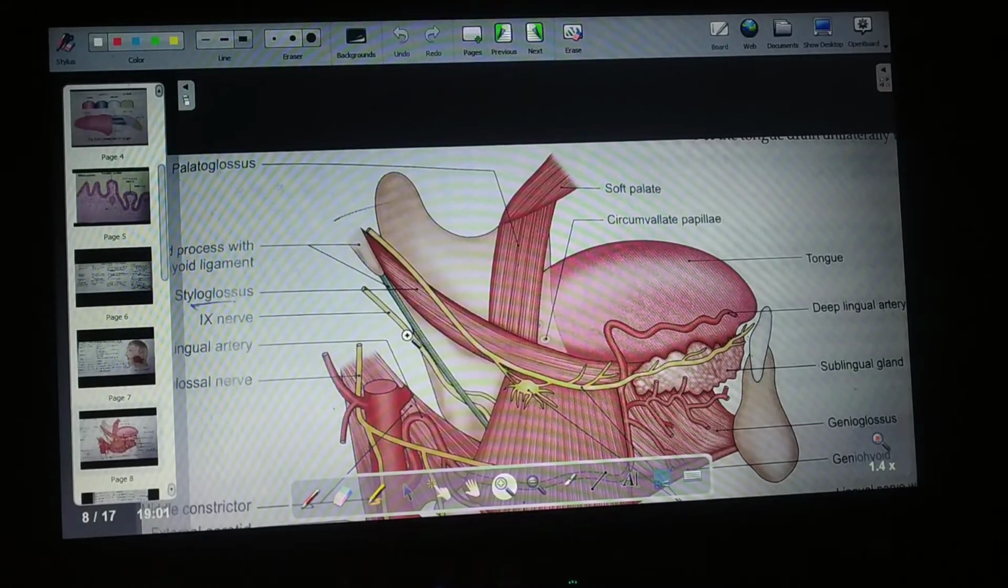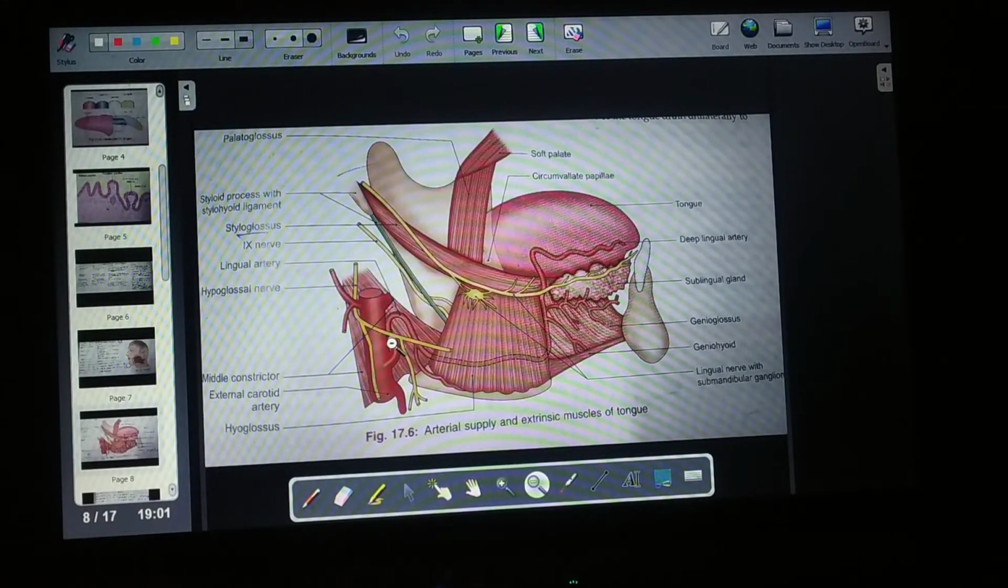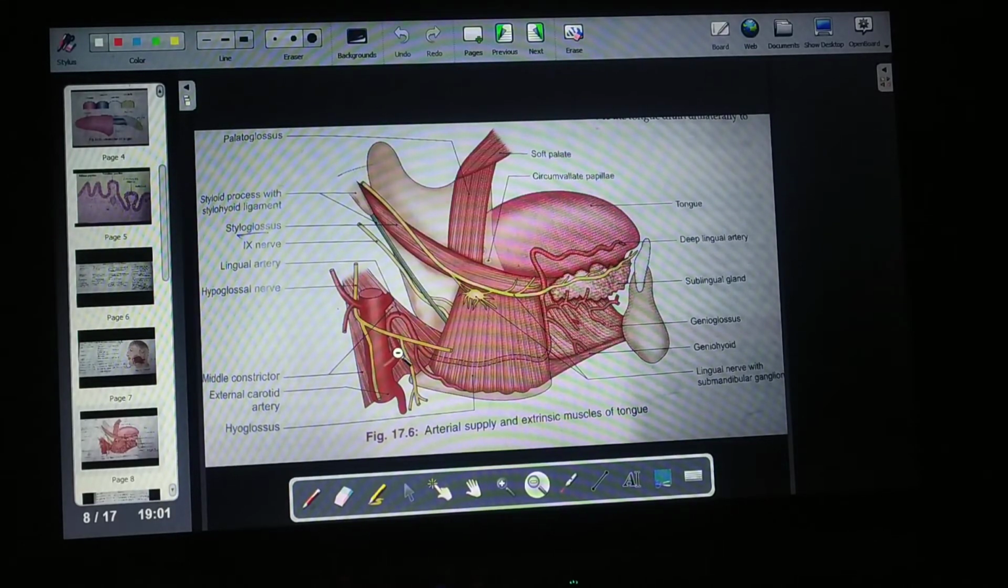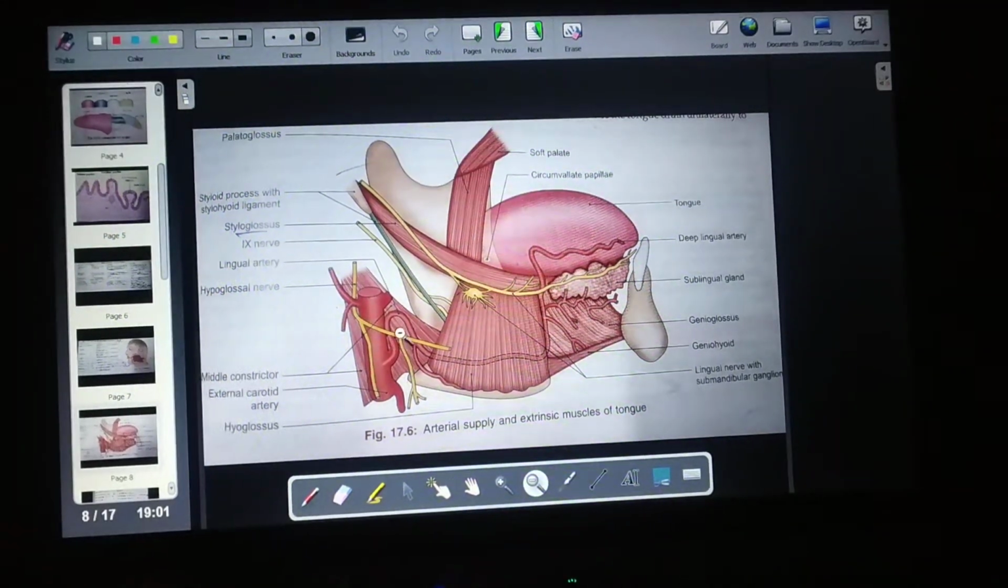Then this is the lingual artery. This tortuous path is followed by the lingual artery, so it is tortuous in nature. This is the lingual artery basically.